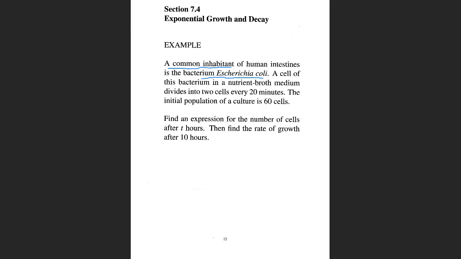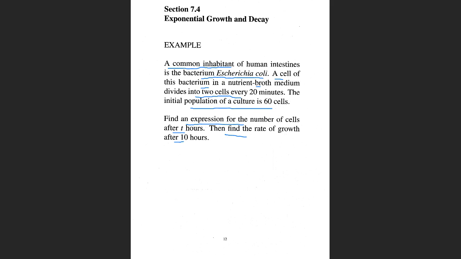It says a cell of this bacterium in a nutrient broth medium divides into 2 cells every 20 minutes. So 1 cell divides into 2 cells every 20 minutes, and the initial population of a culture is 60 cells. What we want to do is find an expression for the number of cells after t hours, and then find the rate of growth of this bacteria population after 10 hours.